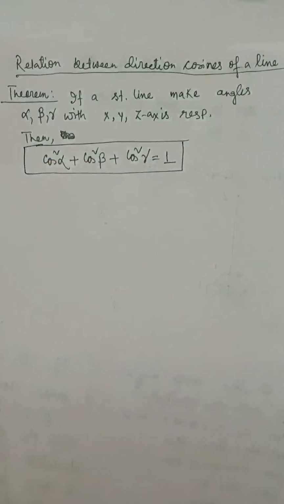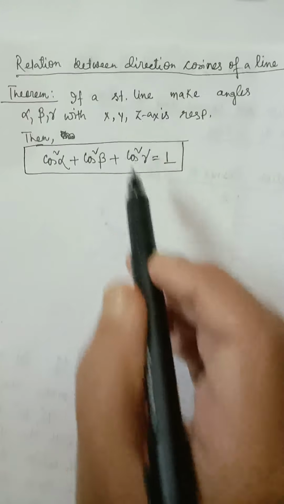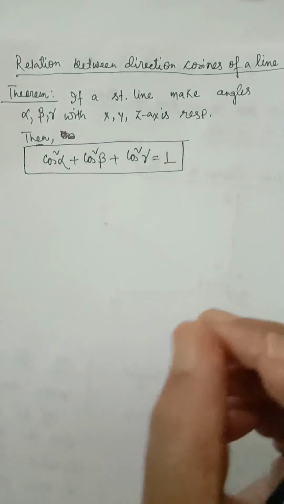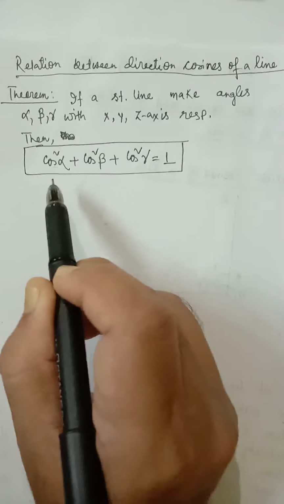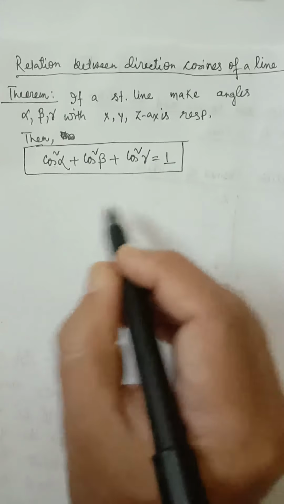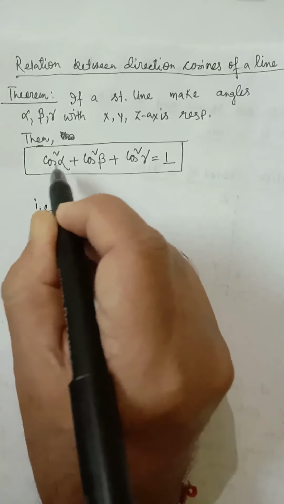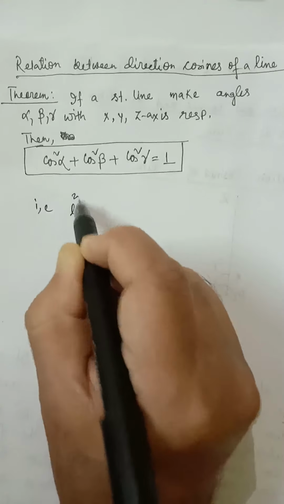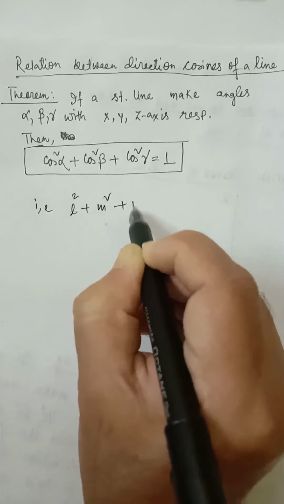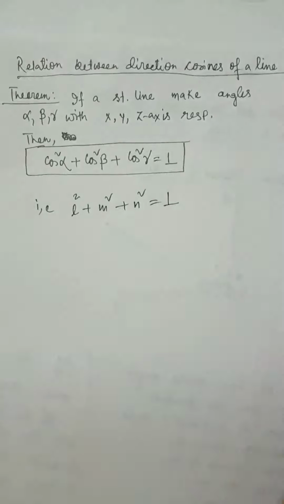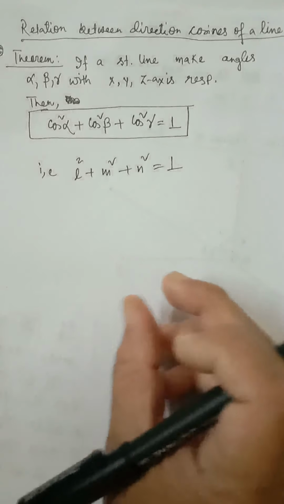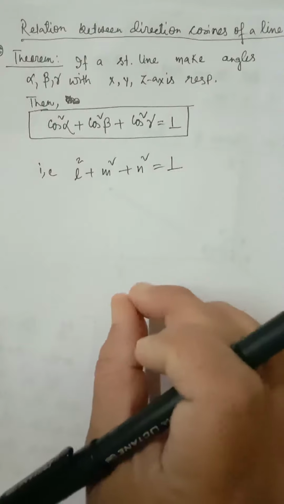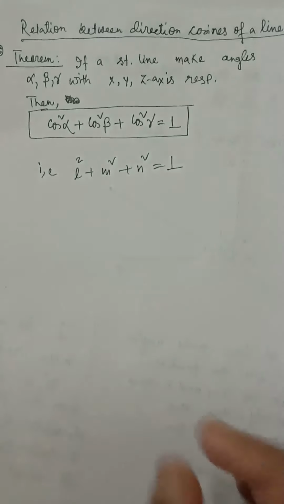If a straight line makes angles alpha, beta, gamma with x, y and z axis, the relation is cos square alpha plus cos square beta plus cos square gamma equal to 1. We know cos alpha is denoted by L, so L square plus M square plus N square is equal to 1. This is the relation between the direction cosines of a line. The proof of the theorem is very simple and also given in NCERT book. For proof you can go through NCERT book. I am not proving the theorem.